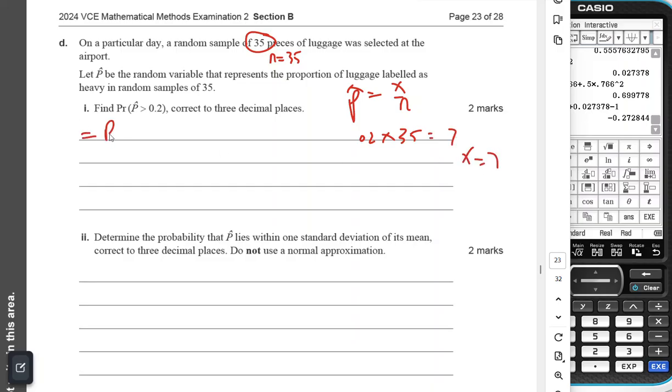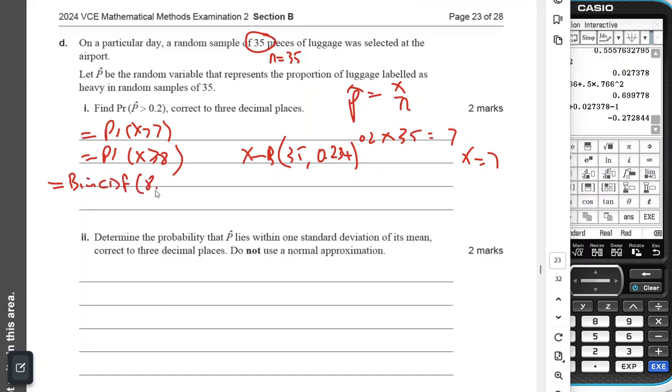So this is the same as the probability that X is bigger than 7, which is the probability that X is bigger than or equal to 8, where X is binomial. There are 35, and the probability of being heavy is 0.234. So I'm going to do binomial CDF, 8 to 35, 35, 0.234.